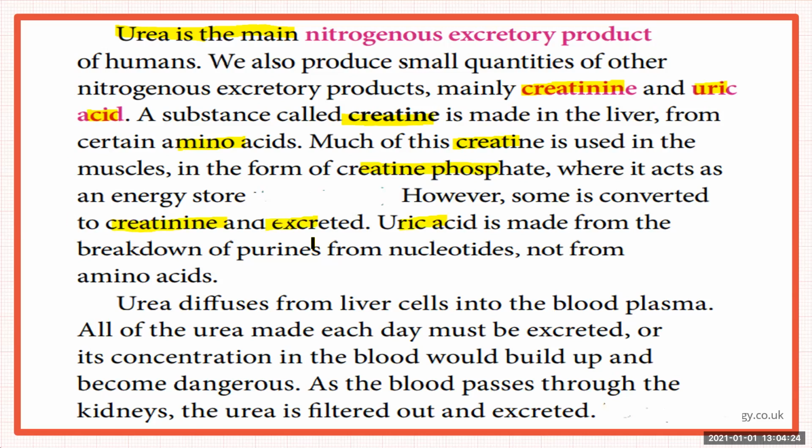But uric acid is actually made from the breakdown of purines. Okay? Purines are adenine and guanine from the nucleotides, and uric acid is not made from amino acids. This is something that you need to remember.